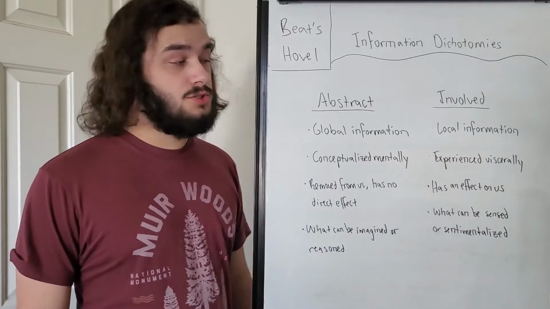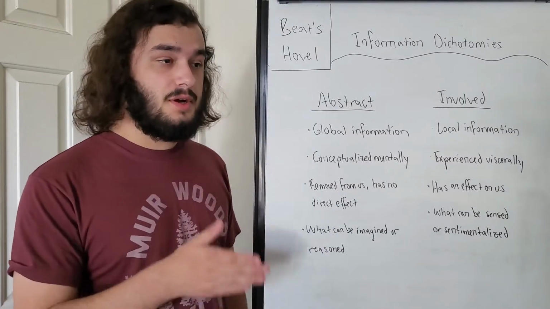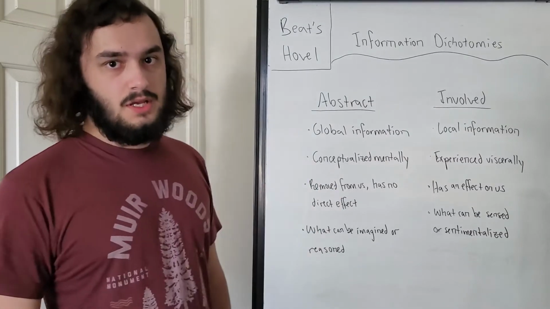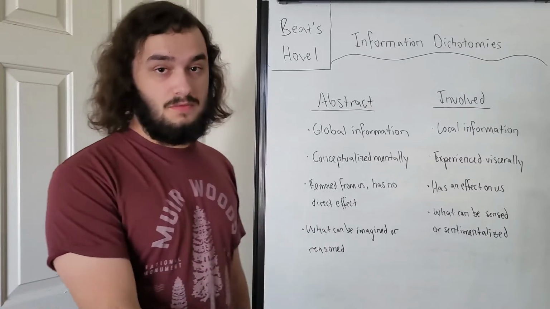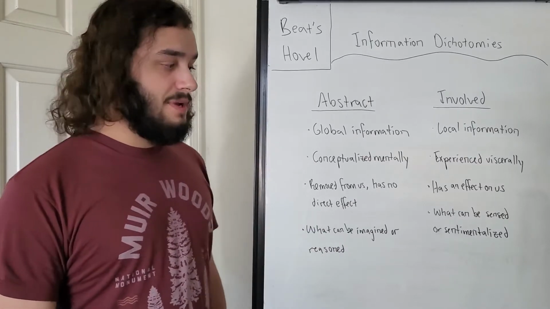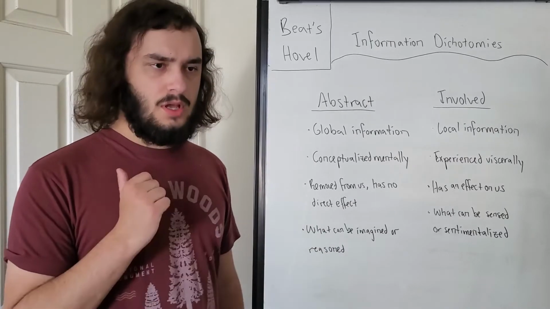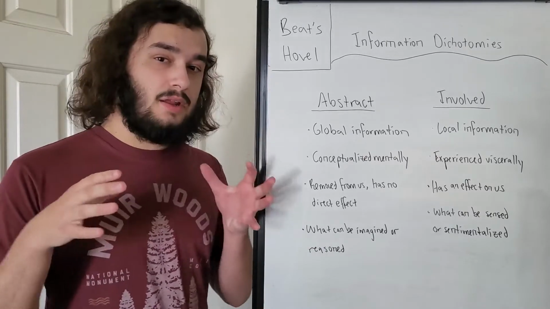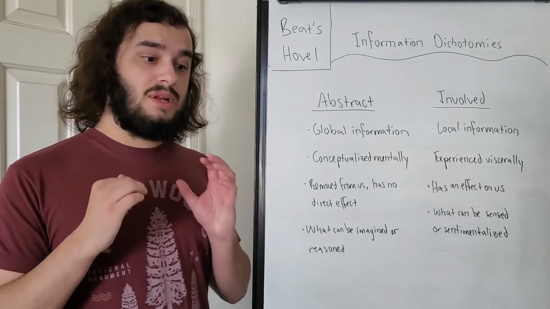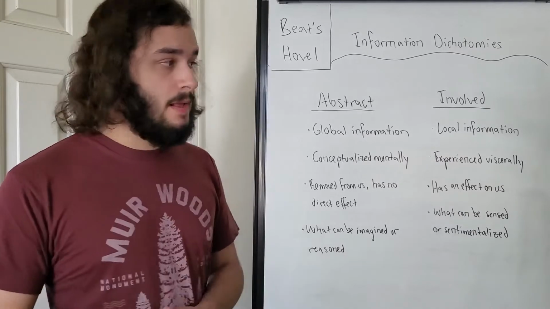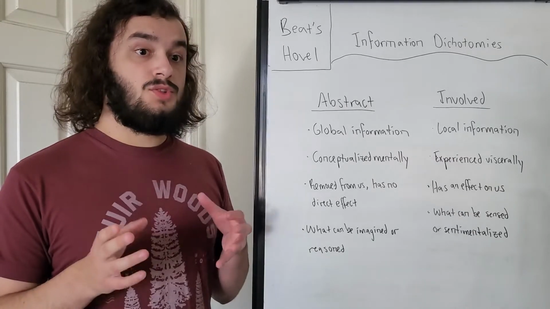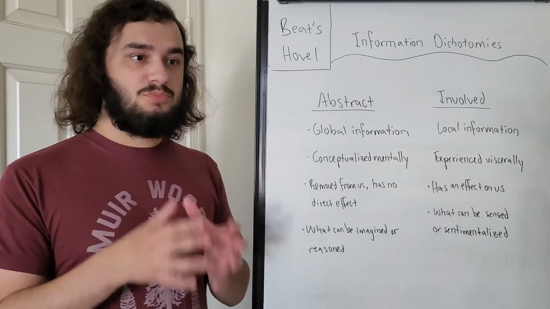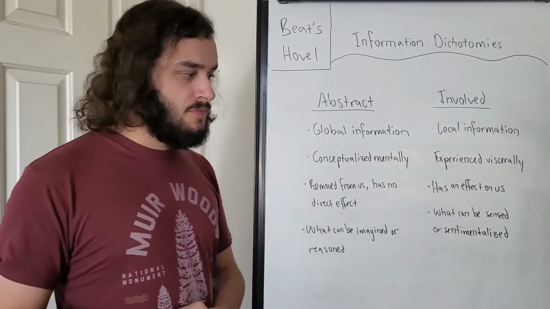All right, we're back to look at the third information dichotomy, which is abstract versus involved. So abstract information versus involved information. Abstract information is global information, so any information that escapes or is higher than the current context or environment of what's currently happening. Whereas involved information is the local information. It is what's happening. It is the information that's present in the environment around us.